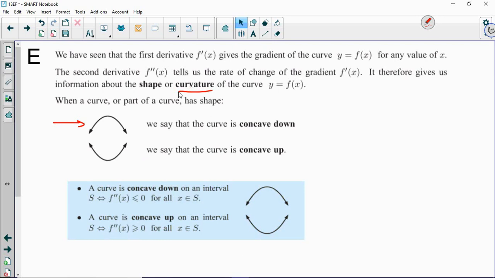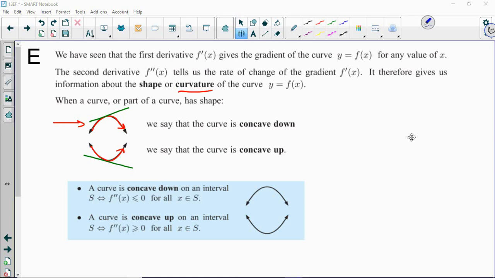I like to think of it as when we're moving from left to right, the curvature is in a clockwise direction. Another way to think of it is if we were to draw a tangent line to this curve anywhere, the curve would be below the tangent. Compare that to the picture below, which is concave up. I think of it as moving left to right, we're curving in the counterclockwise direction, or you could just say that the function is always going to be above the tangent line.